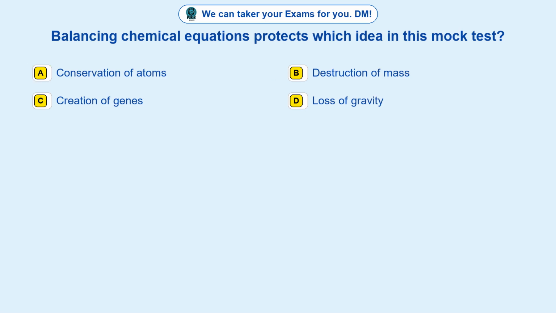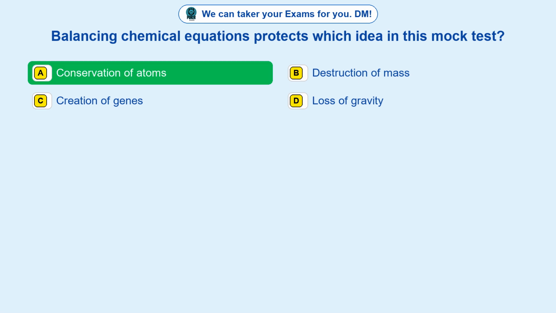Question 39. Balancing chemical equations protects which idea in this mock test? Option A, conservation of atoms. Option B, destruction of mass. Option C, creation of genes. Option D, loss of gravity. The correct answer is option A, conservation of atoms.